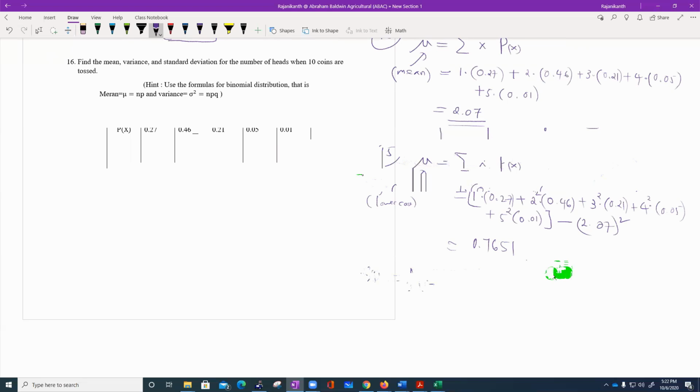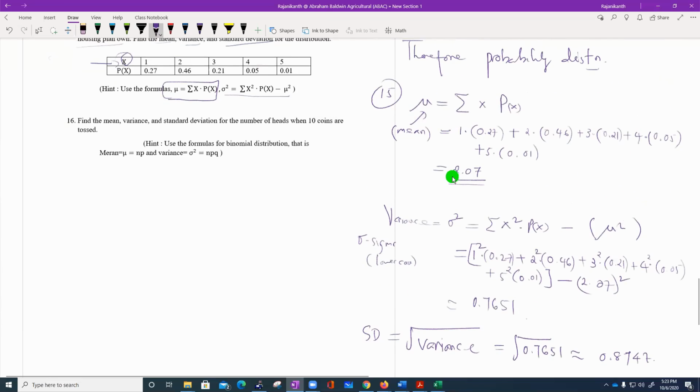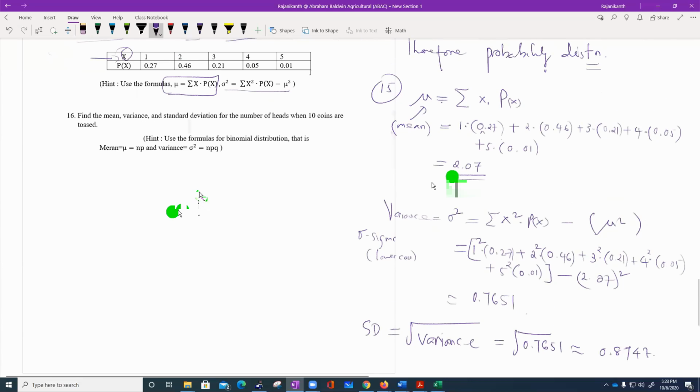Standard deviation is simply the square root of variance. Okay. That is the square root of the variance answer. Just now I got 0.7651. Now if you simplify that, it is 0.8747. Okay. So this is the way to find the standard deviation. Okay. So we are at the last problem. Last problem coming from 5.3, that is a binomial distribution.